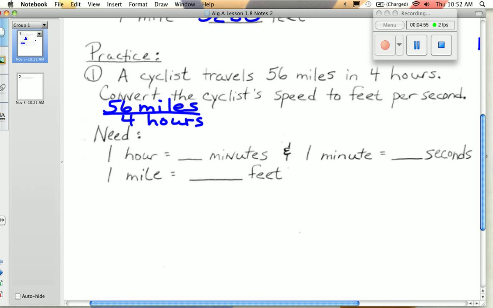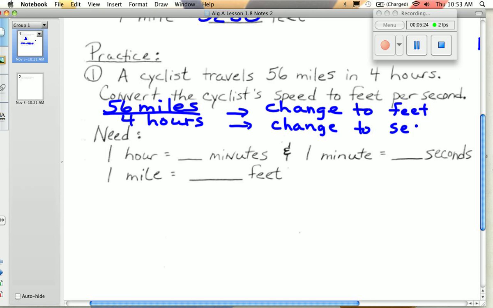So we want to change this into feet per second. We need to change the miles to what? What do the miles need to change to? They need to change to feet. And what do the hours need to change to? Seconds. So we have all kinds of changes to make here.